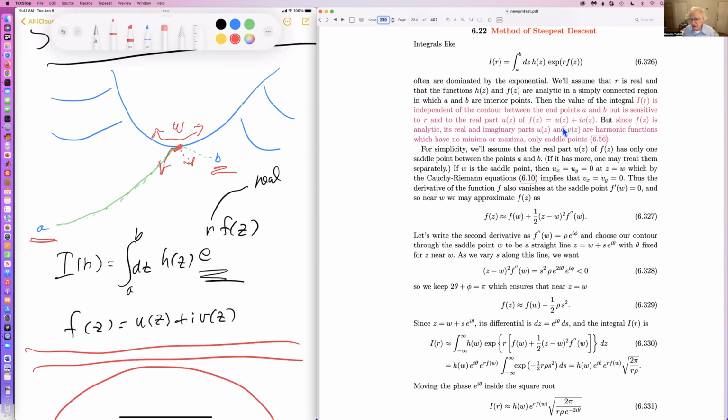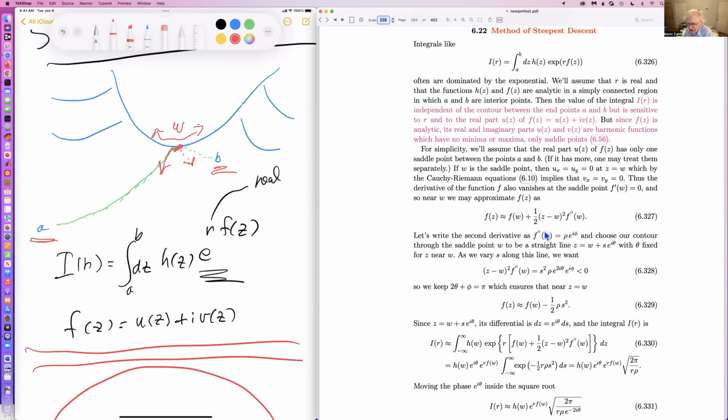And we can expand, we can write f approximately as f of w plus a half z minus w squared times the second derivative with respect to w. And that second derivative then is going to be a constant in this approximate integral. And so we let it equal to rho, some positive real number, e to the I phi.